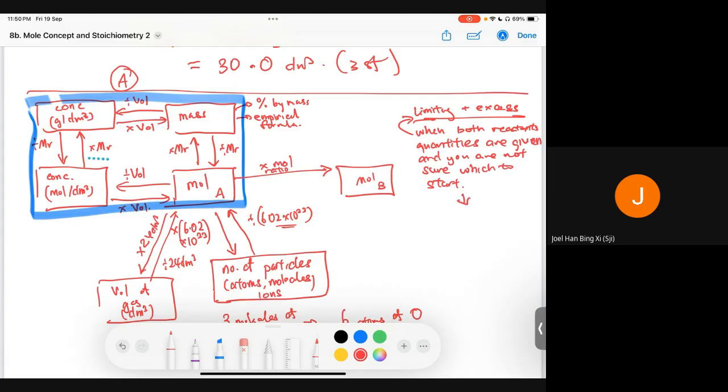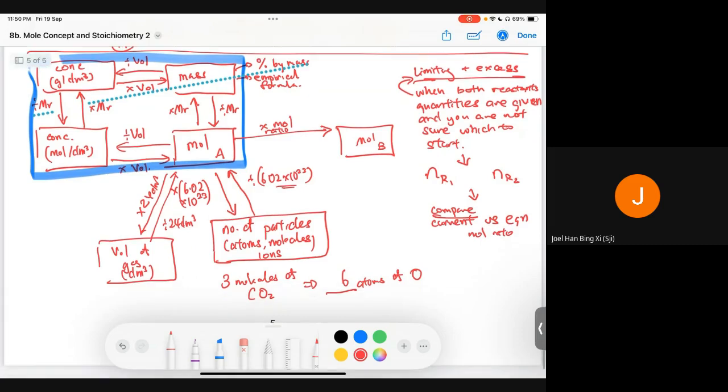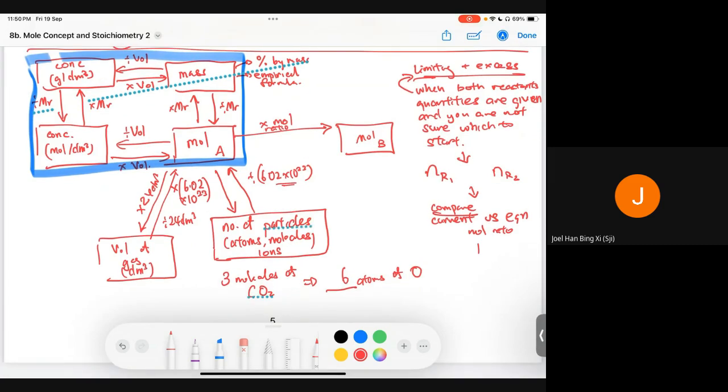To do this, you find the number of moles of reactant 1, and the number of moles of reactant 2. Then in the next step, you compare the current ratio versus the equation mole ratio. That is what I've been doing to find my limiting and excess. Once you find the limiting and excess, you use the limiting mole to find the products formed.